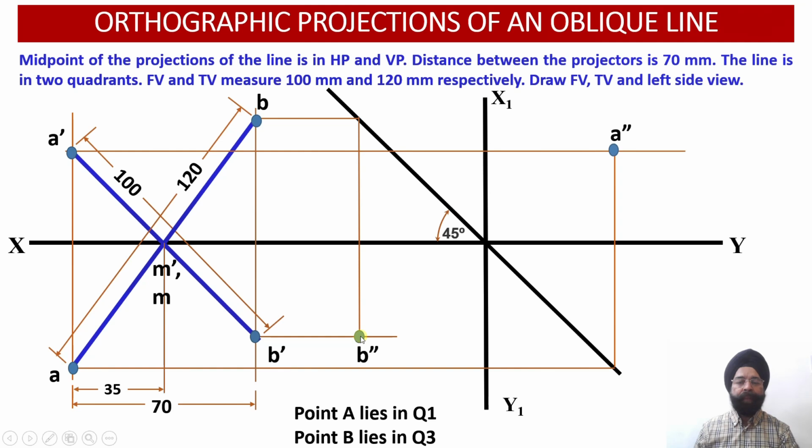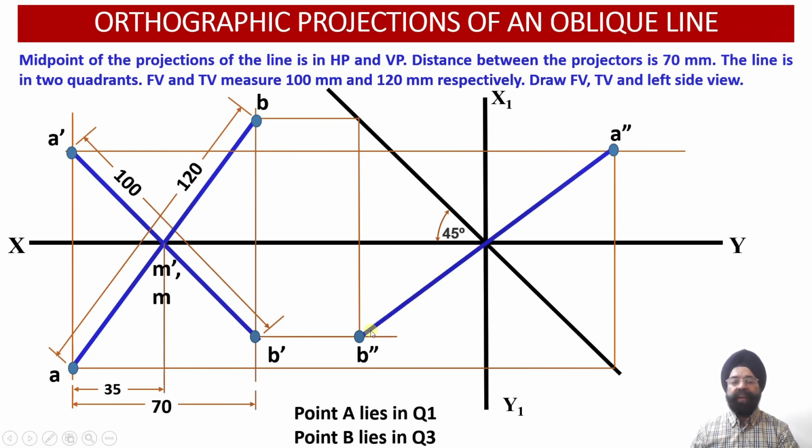And point B, please check B double dash. The coordinates of B double dash are this much distance below the horizontal plane and this much distance behind the vertical plane. So this point happens to lie in quadrant number 3. So being able to locate A double dash and B double dash, the moment we join them, we can see this true length passes through the intersection of the XY and the X1 Y1 reference line. The midpoint of this line in the elevation will be passing through the horizontal plane, and the midpoint of this line in the top view will be passing through the vertical plane.